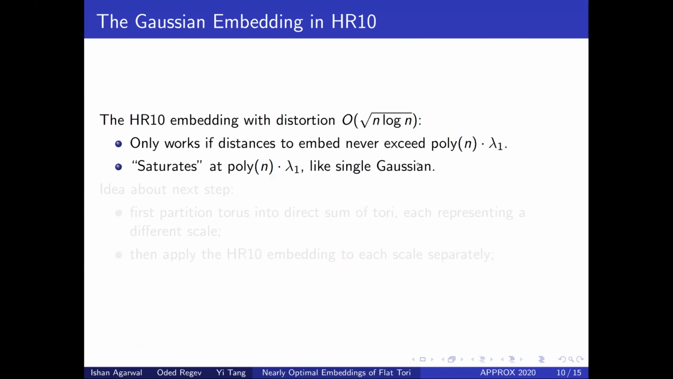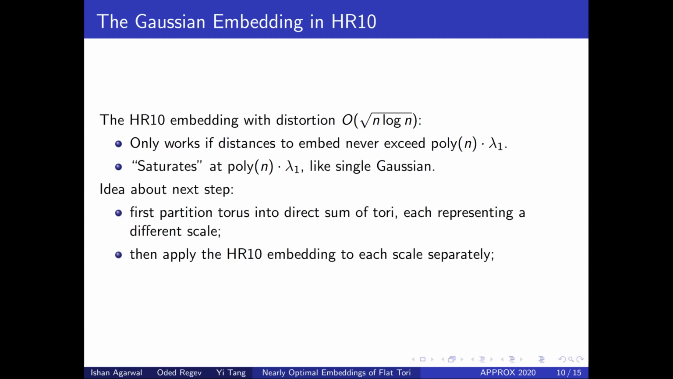Okay. So this idea was used in HR10, and you cannot use a single Gaussian. It's not periodic for one thing, but you can use multiple Gaussians, with varying scales of the Gaussians. They managed to get this really good distortion. But the problem, as we saw, is that their embedding, in principle, behaves like the single Gaussian. After you go beyond a certain distance, it's just going to saturate, and it's not going to capture further increase in distance. So if you have any distance in your torus which is more than poly n times lambda 1 of that torus, you cannot capture those large sizes with this embedding.